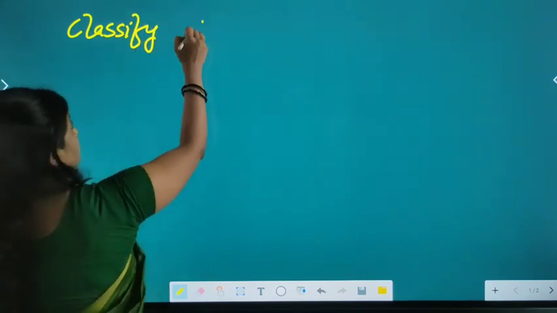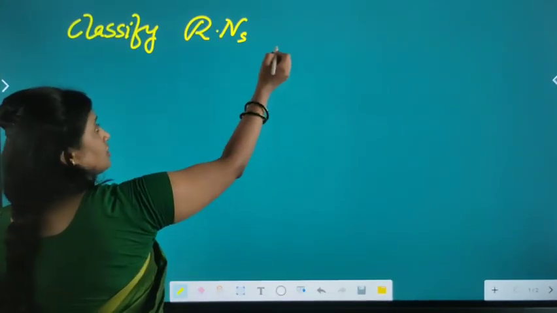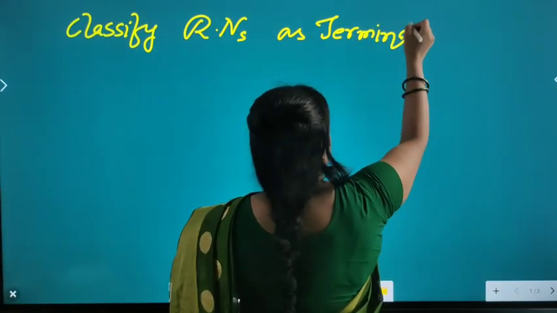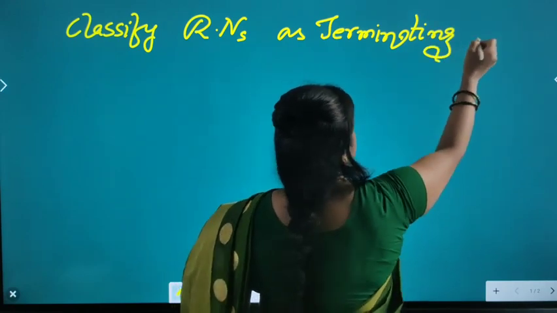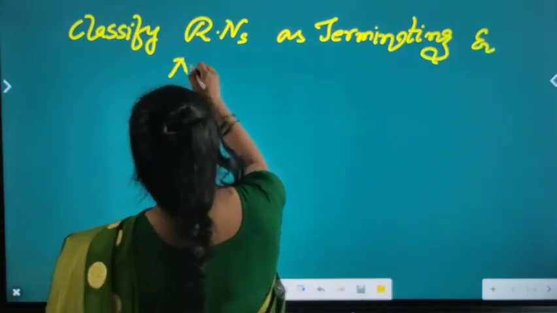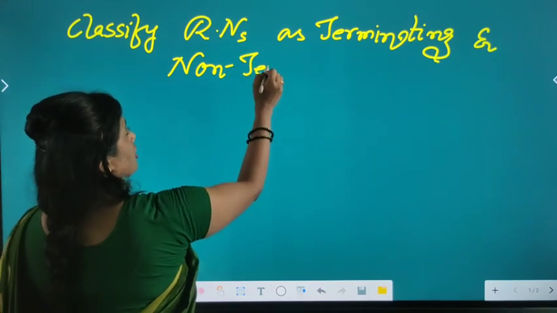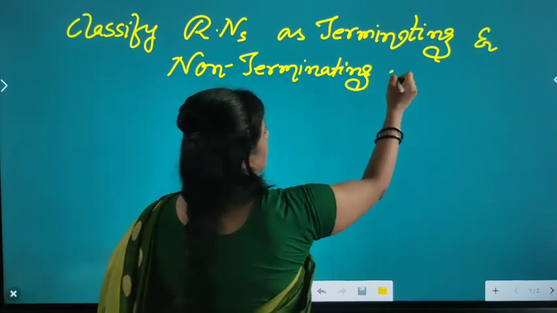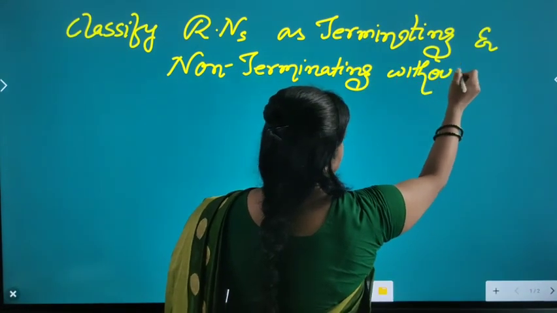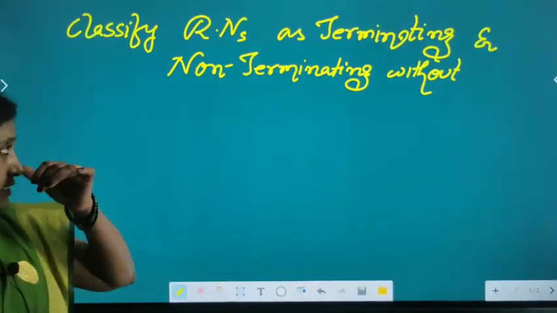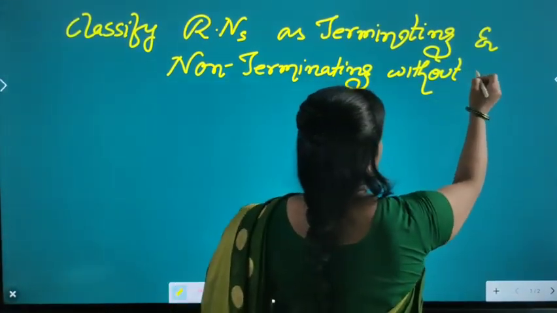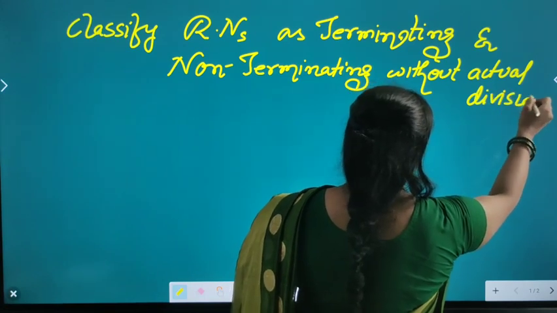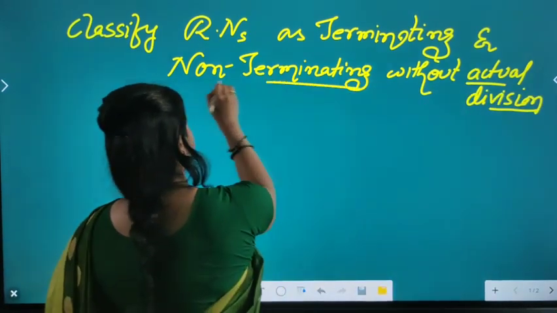Classify rational numbers as terminating and non-terminating without actual division. This is the topic, and it has been given in your book also. Without actual division, you don't have to divide it.